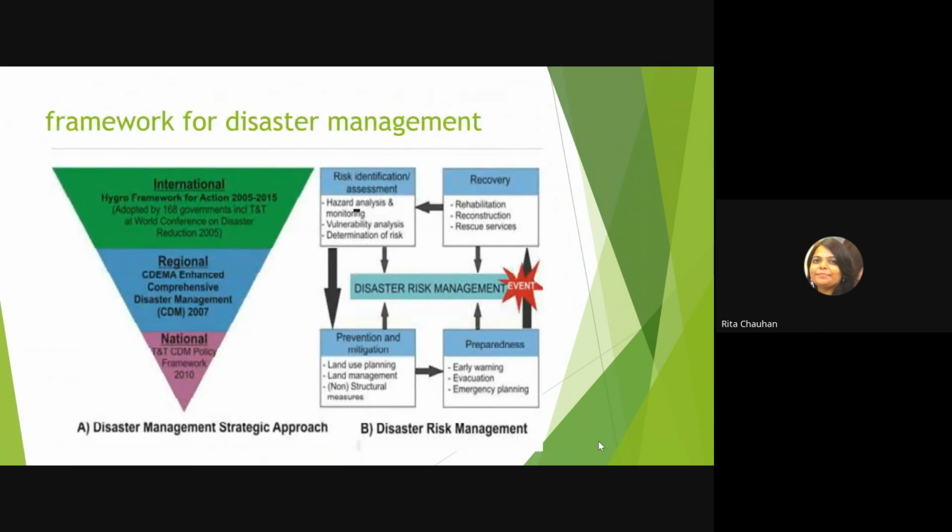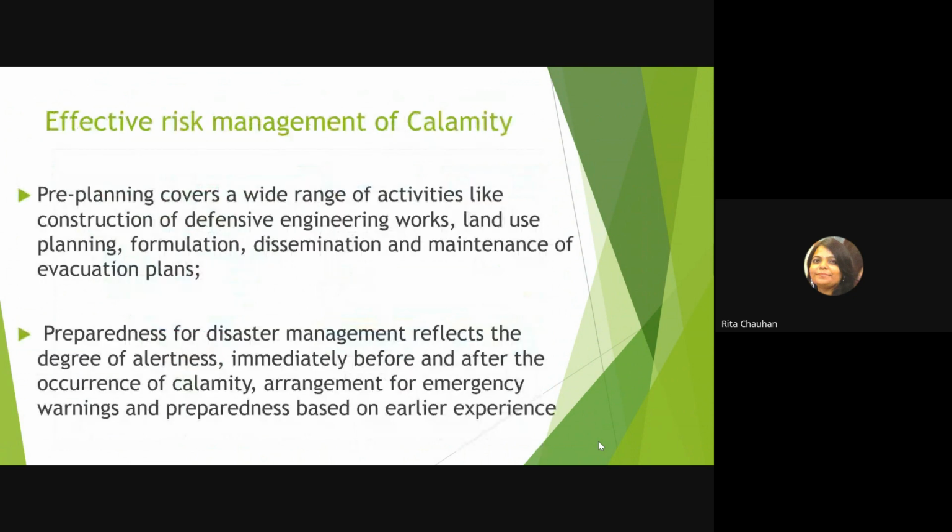Every country generally develops a disaster management plan at the national level, regional level, and international level. At the national level, there is a policy framework. Then at the regional level, there is the Comprehensive Disaster Management, CDM, which we call the 2000, which came into action in 2007. Then at the international level, we have the Hyogo Framework for Action plan, which was developed to reduce disaster risk. So, for effective risk management of a calamity, we have to pre-plan a range of activities.